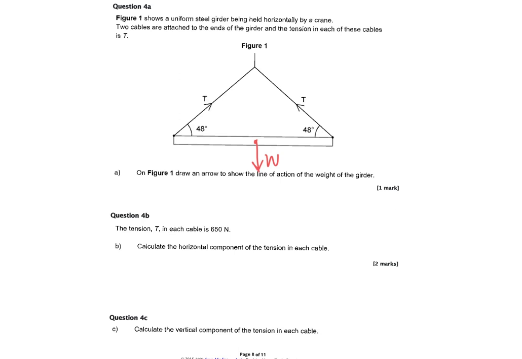Then we're going to calculate for 4b the tension in each cable. Oh no, we've been given the tension, it's 650, I'll put that on there. We need to calculate the horizontal component of each one. So it's going to be just 650, the angle is here, so cos 48, which is equal to 430 newtons.